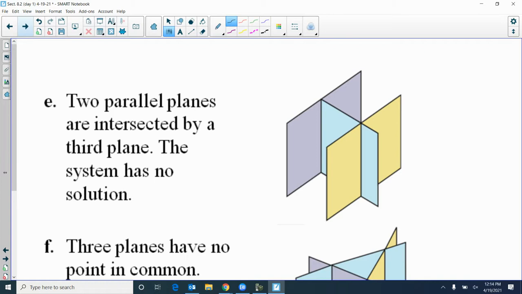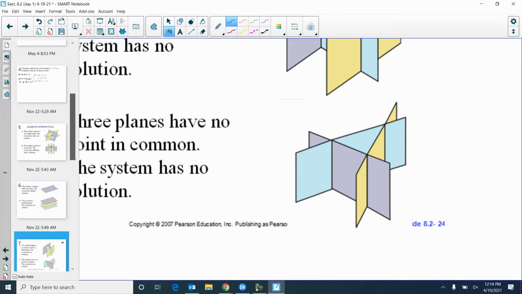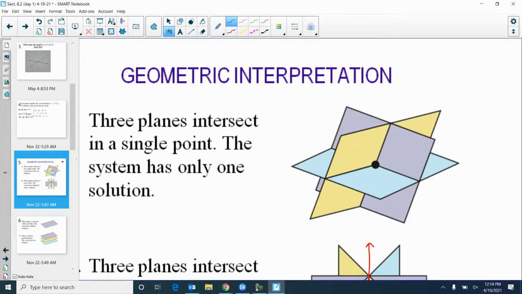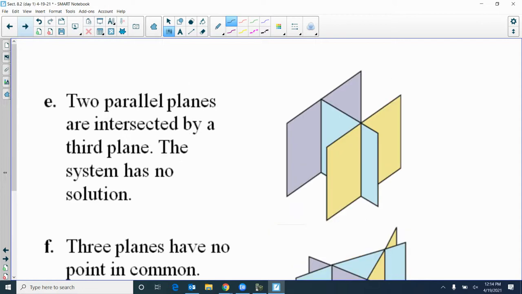You could have two parallel planes and one plane that intersects, and it's still no solution. And then the last one is you have three intersecting planes that intersect in some way, but they don't all three intersect at the same point. So we've got more options for no solutions. We've got more options for infinite solutions. Really, it looks like one solution is the one that occurs the least often, but that's the one we're going to concentrate on today.